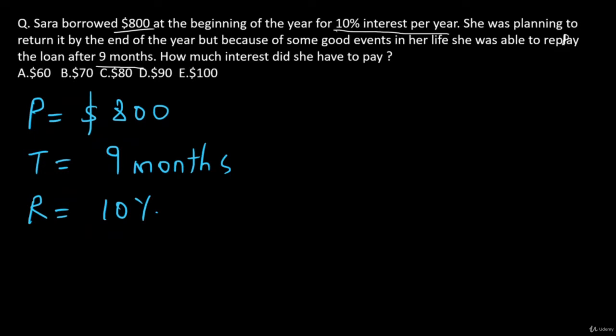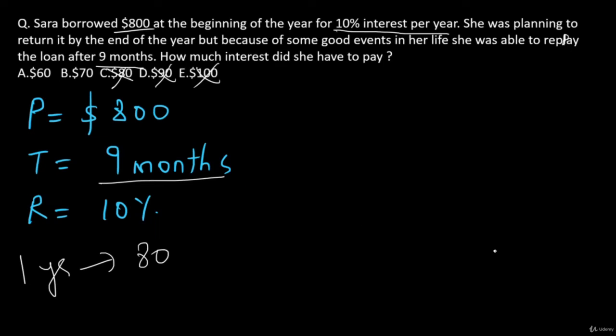Now if she were to repay it after 1 year, she would have to pay 10% of 800, which is $80, right? Now she repaid it faster than that. She just took 9 months. So definitely the answer is not 80, it's not 90, and it's not 100. It has to be less than 10% of 800, which is 80. So if she had repaid it after 1 year, it would have been 80. She's doing it faster than 1 year, so logically she'll have to pay less interest. So the answer is one among A and B.